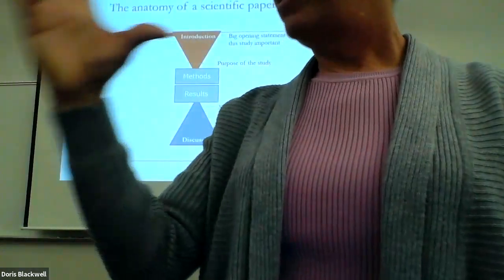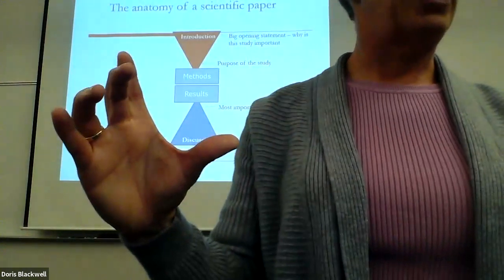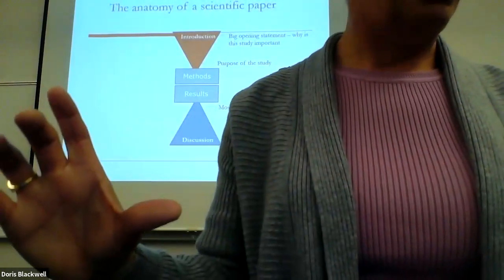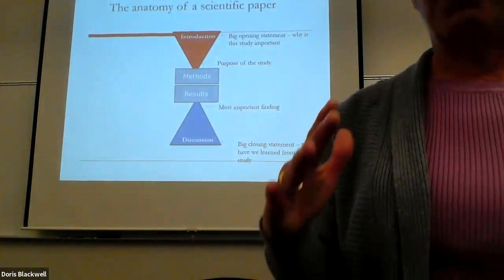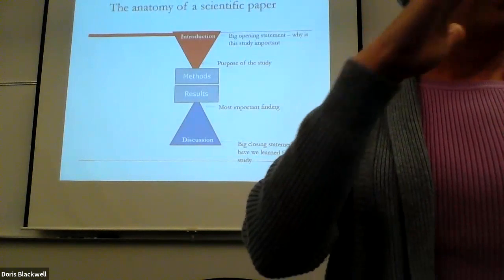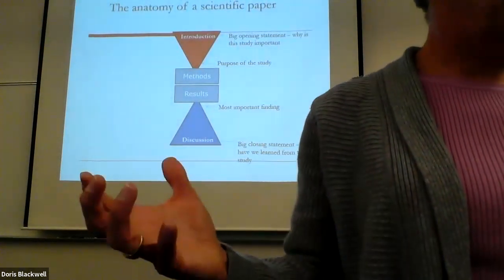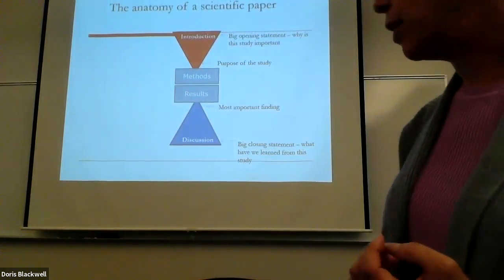What did we do? Step by step. What did we do? Then we write the results. What did we find? No interpretation, just the facts. What did we find, right? And then we write our discussion. And our discussion is a right side up triangle. So it starts with the most important findings of our study, and then it funnels down to our big closing statement. Okay, so how could our research be applied, or what is the significance of our research?